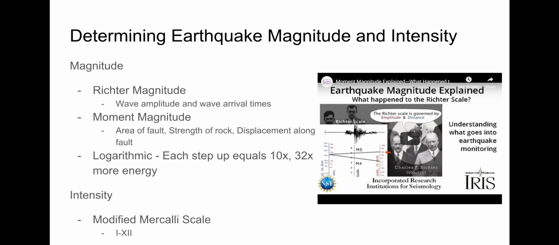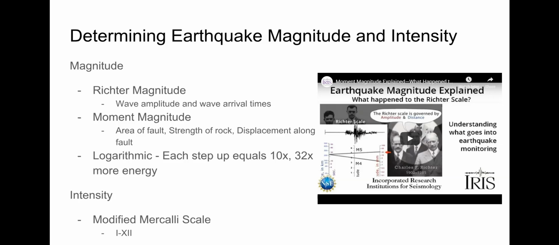So, but the moment magnitude we have to wait till we get more data, and it can take a long time to calculate the magnitude of an earthquake using moment magnitude, because you have to know a lot of things, like the amount of displacement, the area of the fault along which the displacement occurred, and then the shear modulus, or the strength of the rock. But every step on the magnitude scale is 10 times the strength of the earthquake, 32 times the energy released.